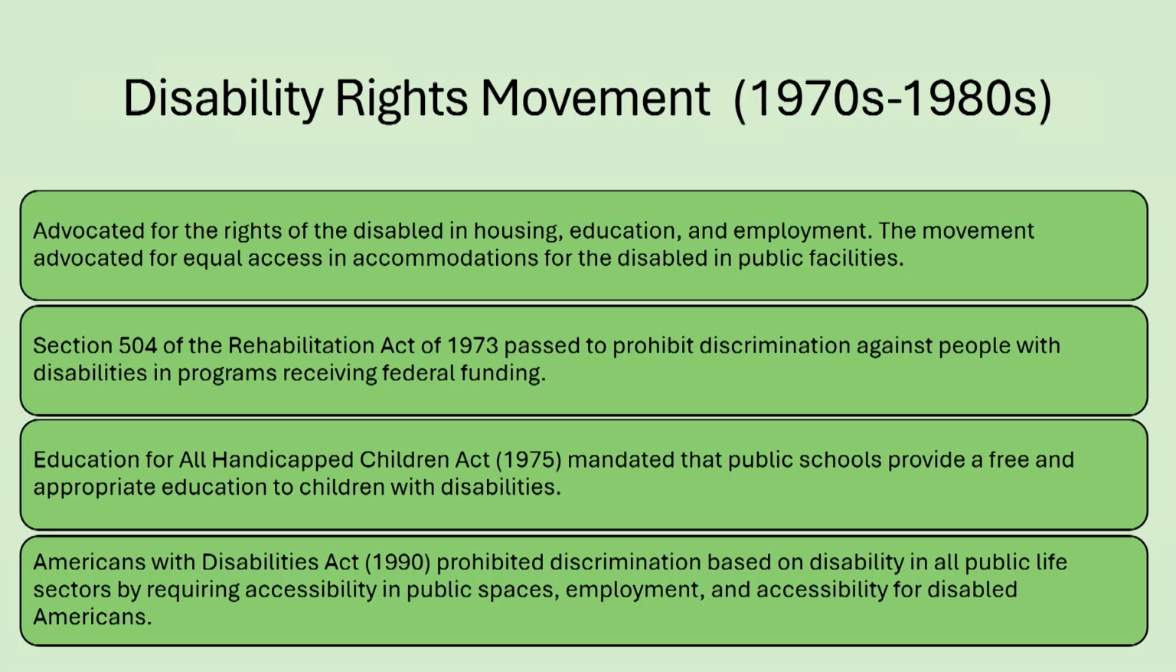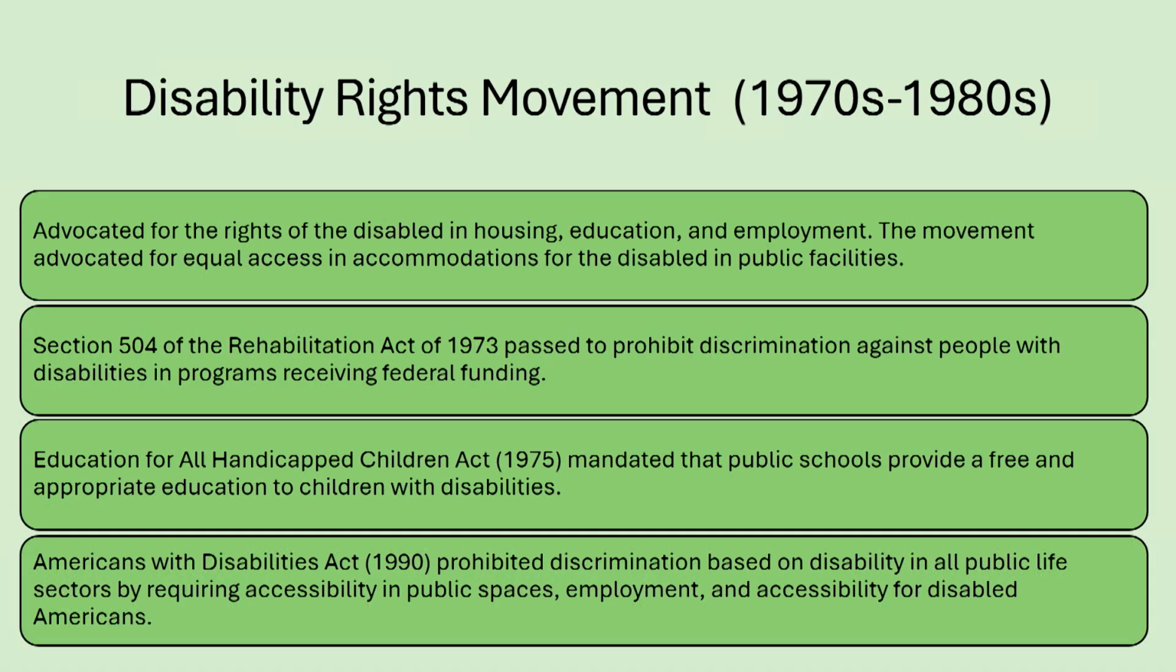Disability rights movement, from the 1970s to 1980s, advocated for the rights of the disabled in housing, education, and employment. The movement advocated for equal access to accommodations for the disabled in public facilities. Section 504 of the Rehab Act of '73 passed to prohibit discrimination against people with disabilities in programs receiving federal funding. Education for All Handicapped Children in 1975 mandated that public schools provide a free and appropriate education to children with disabilities, which is still a very big deal in the United States of America today.